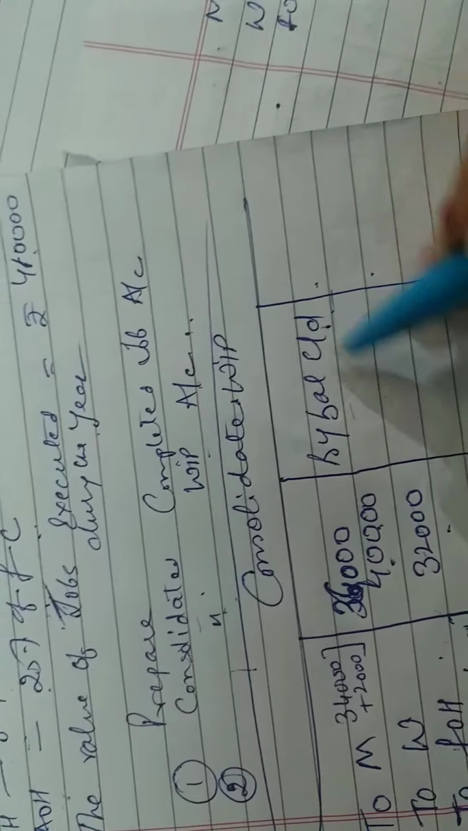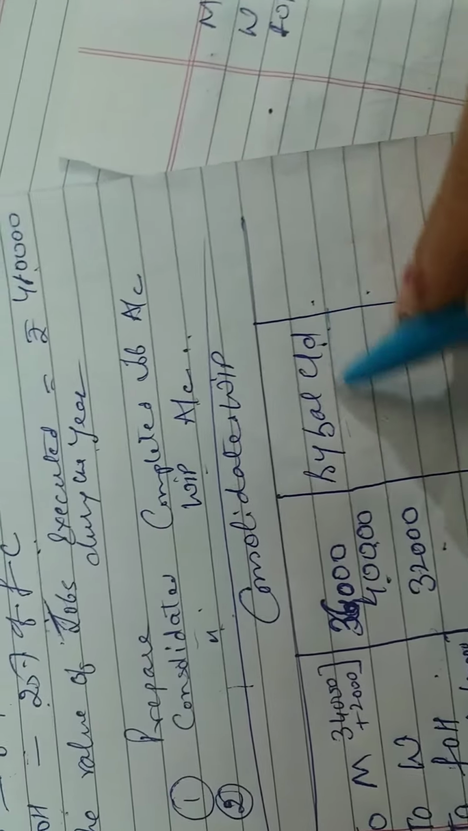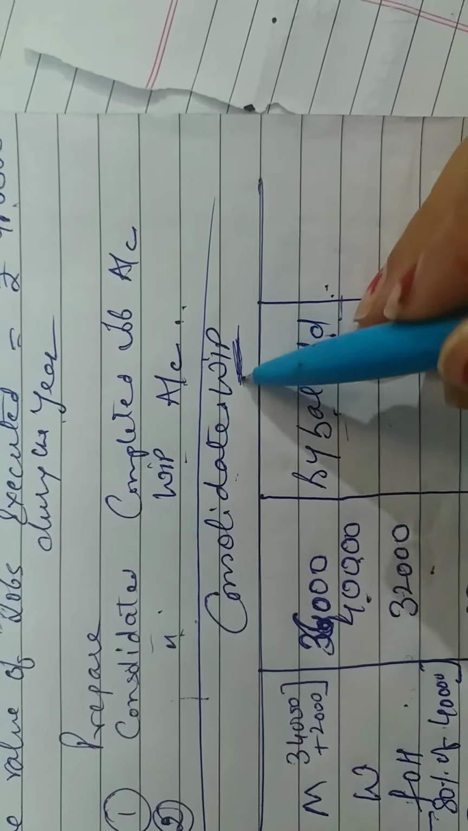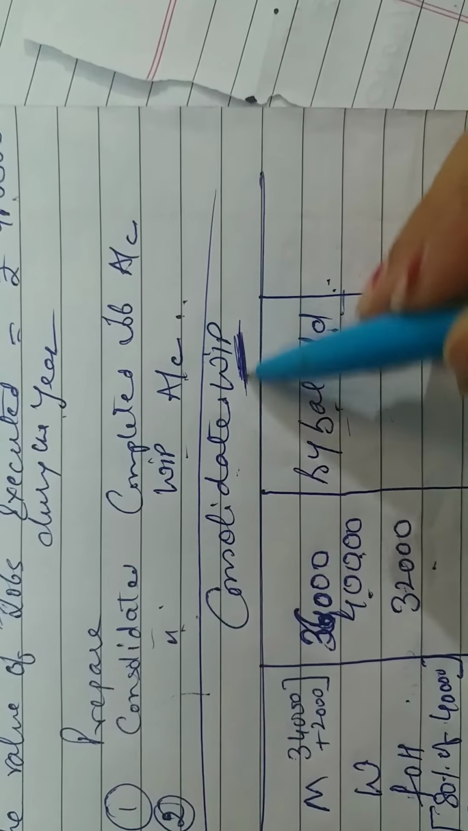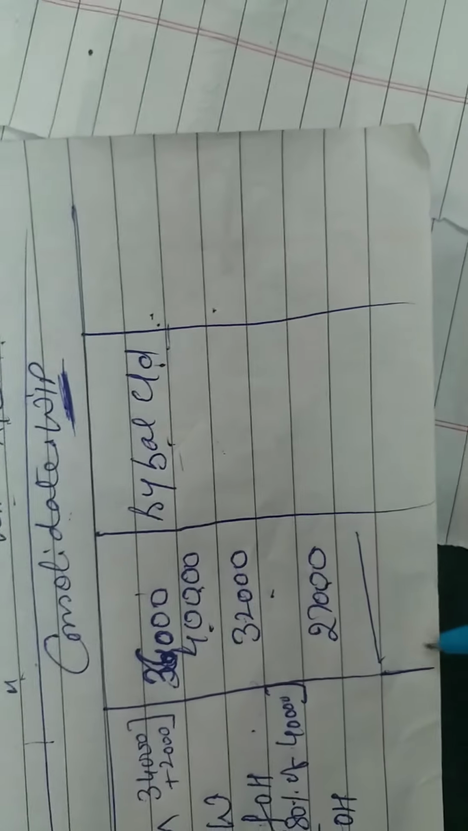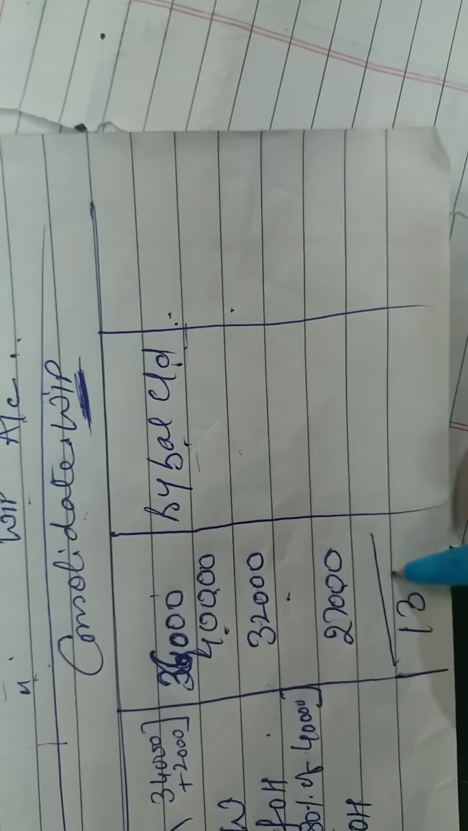So I told you earlier that there is going to be balance carried down only, because this shows that the work is not yet finished, the work is still going on, because it is still in progress. So total all of this and show it in carry down. That is all.